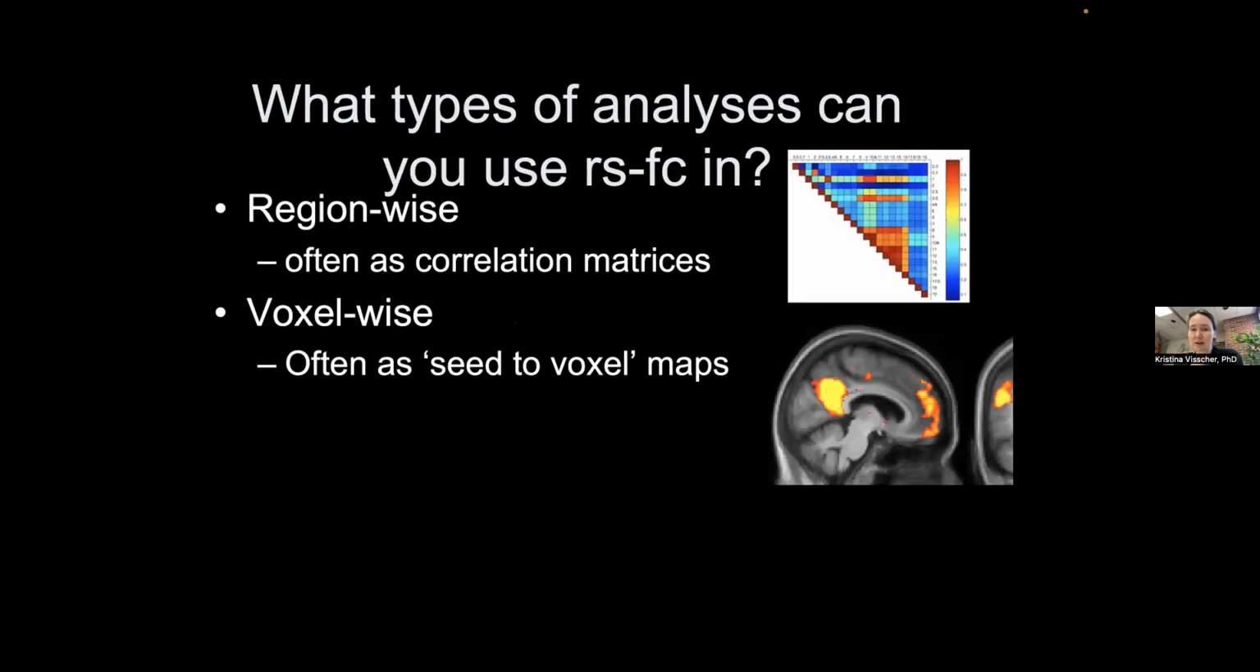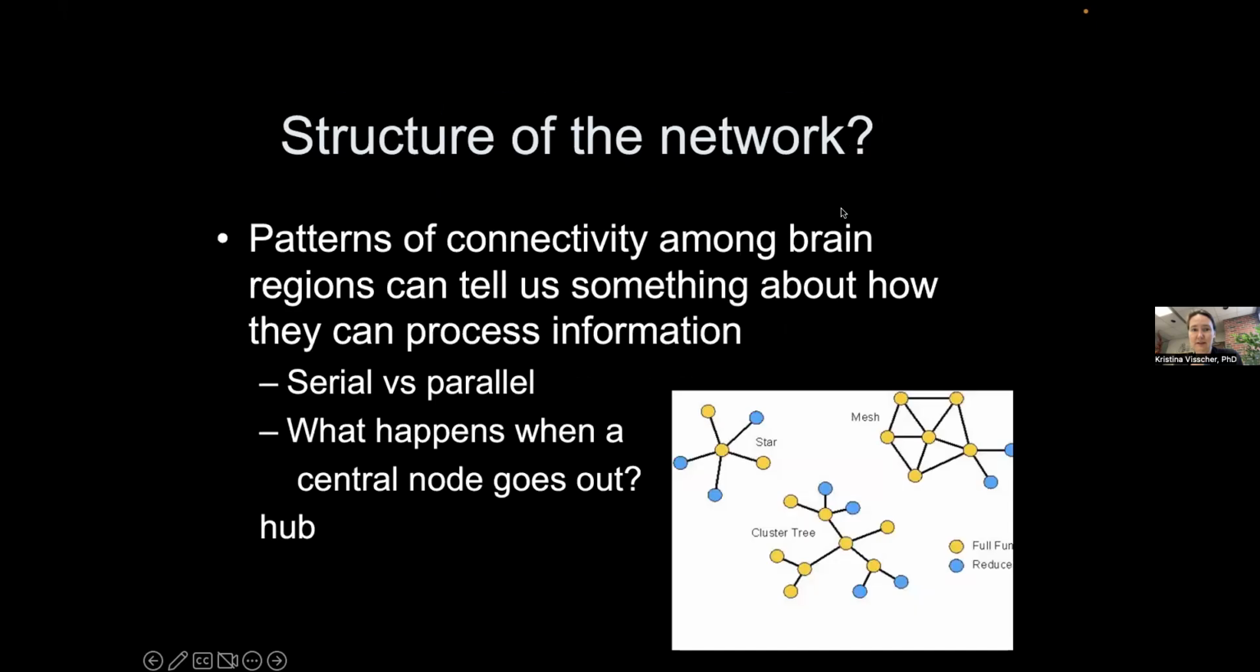And when you do these region-wise analyses, you can look at the structure of the network that arises. You can look at patterns of connectivity among these brain regions, and that tells us something about how they process information. Just like we talked about with your LinkedIn friends, we can tell something about how each of these networks is going to work. So you can tell whether information can run through the network in a serial way versus a parallel way. For example, this cluster tree type of network is going to have information flow serially, whereas in this mesh network, you could have information flow from left to right in a number of different pathways. So you could do it in parallel.